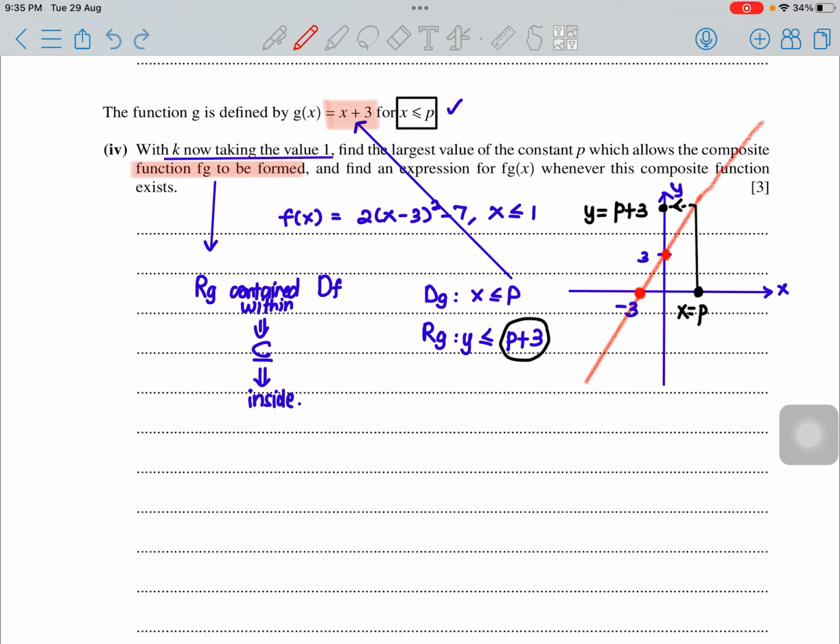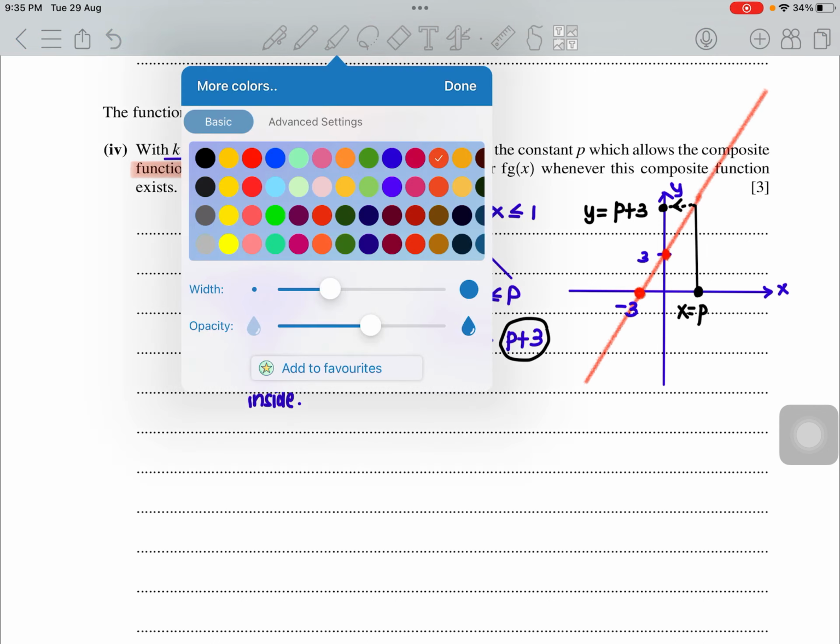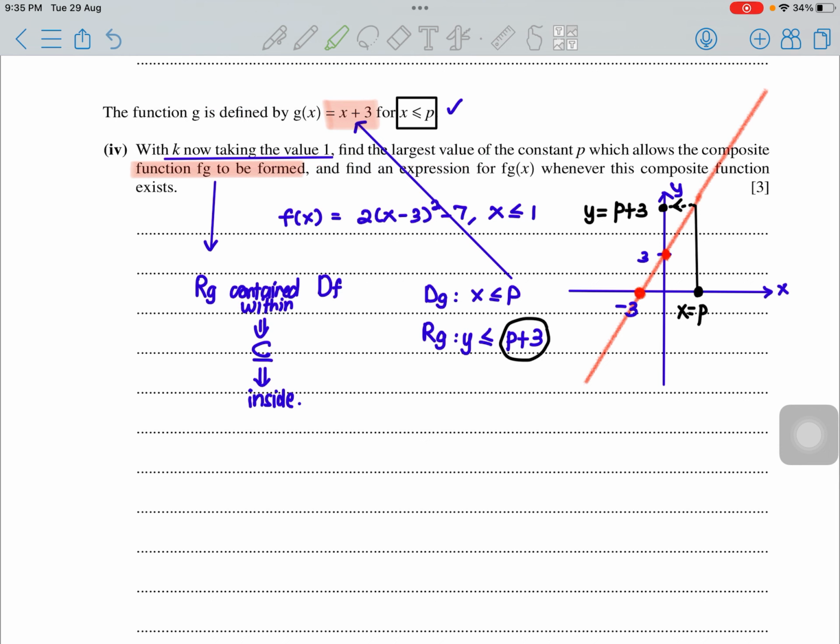To make things more clear for you, let me extend the line. So which part am I taking? I'll highlight using green. I'm taking this one. So what is your highest y value here? Isn't it p plus 3? For the defined green part of the graph, the highest y value is p plus 3. And that is why I am putting a less here. Okay, done. I know this is lengthy and let's go to the next part.